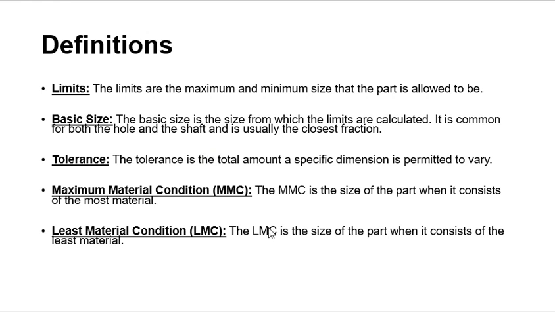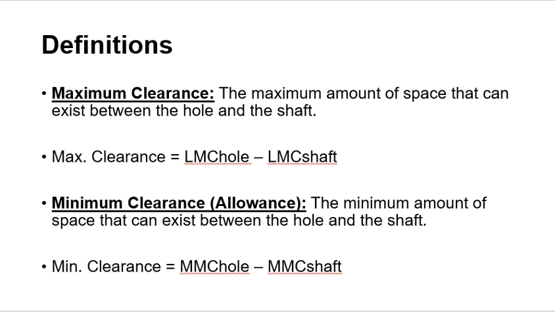And the next one is your MMC. That's your maximum material condition. Max material. Remember these two words. Max material means you're left with the most of the material. So formally, it's the size of the part when it consists of the most material. Least is going to consist of the least material. Meaning, we'll show you which is MMC and LMC. But right now, for definition, know that maximum material means max material, least material means the least material on the part. Okay. All right.